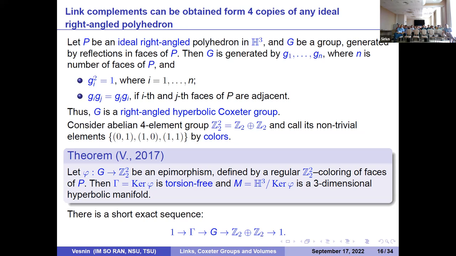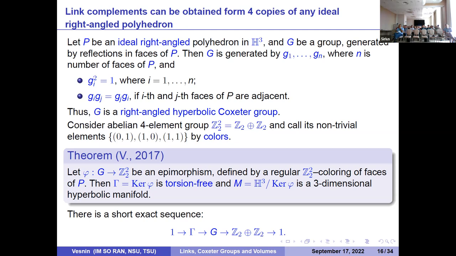But we can use some technique to find a group of finite index which acts freely. By Selberg's theorem, we know such a group exists. So you can do it the following way. Consider a group with four elements, Z_2 plus Z_2: the trivial element (0,0) and three non-trivial ones, (0,1), (1,0), (1,1). And you can consider the epimorphism of the group generated by reflections, G, to this finite group.